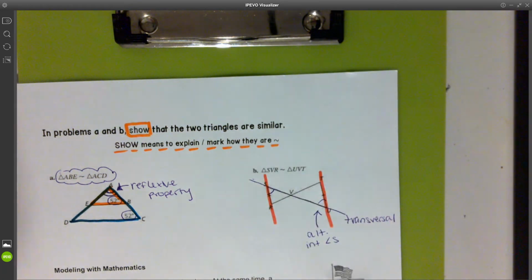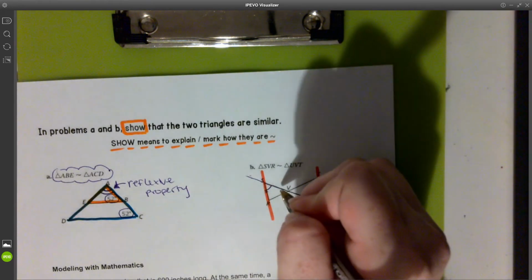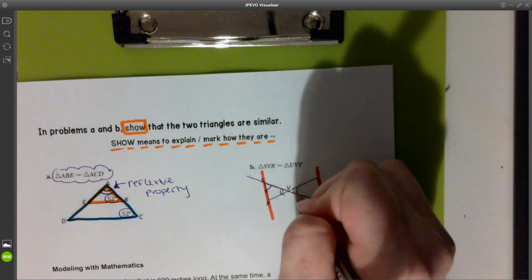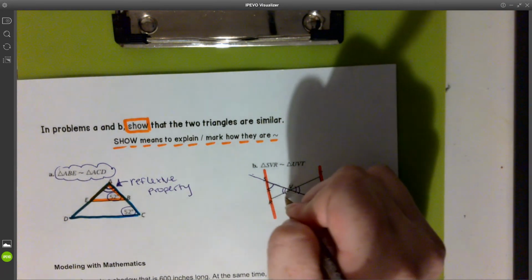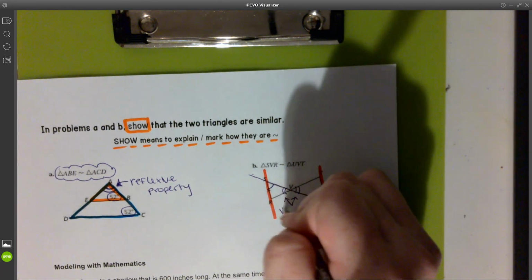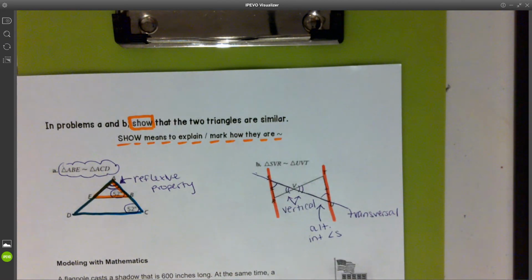But that's only one pair of angles. What else can I mark off to get that second pair to show? So I can mark off angle V. I'm putting two curve markings. It's the second pair of information. And what would be the justification for marking off angle V in both triangles? Right, they are vertical. Right, and so now I showed my two pairs. So that is all the justification I need.